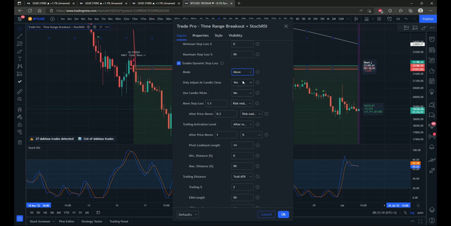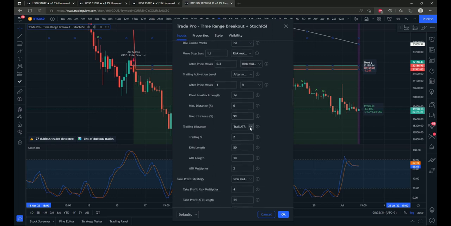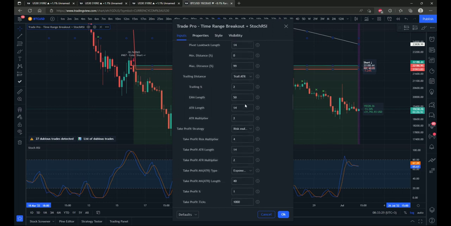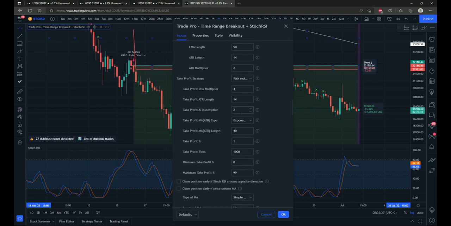Okay, so you can choose a bunch of different things here for trailing, moving, or moving and trailing the stop loss. Now, the final section here is the take profit strategy. So this will just be the profit target essentially. And I have it set at a risk multiplier. So it is going to be setting the take profit target at 4 times my initial risk.